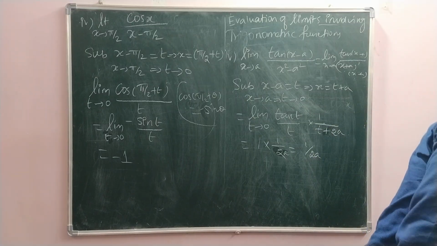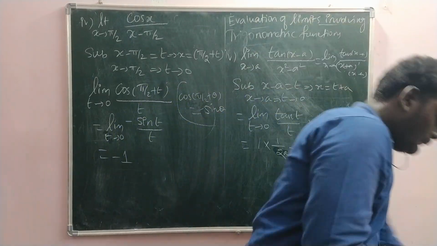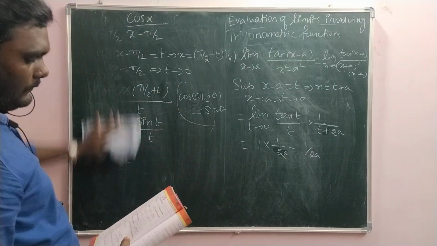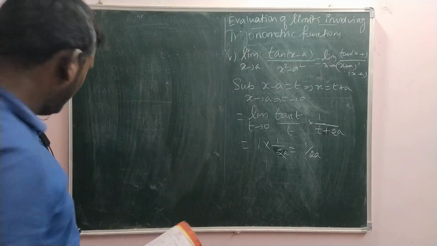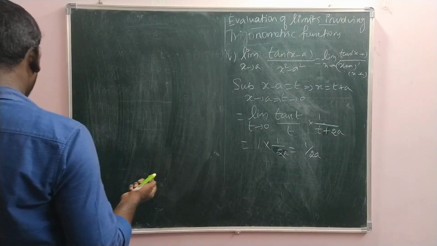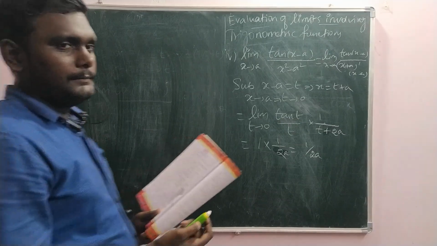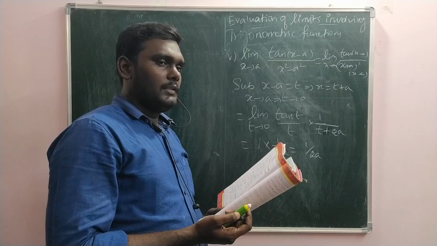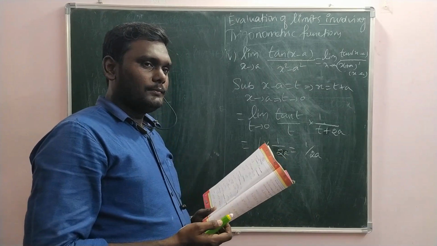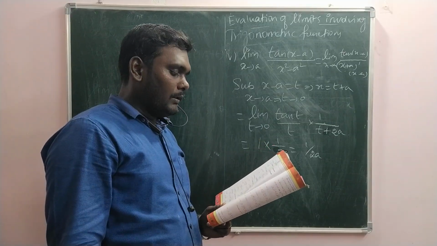Okay. And then the sin x by x cos 2x. No need. Directly substitute 0. Cos 2x, x is 0 means it is cos 0. Cos 0 value is 1. Okay. And then seventh one. Perfect.